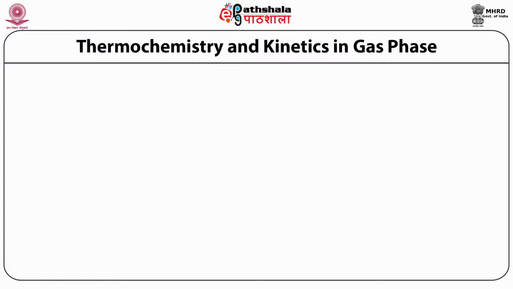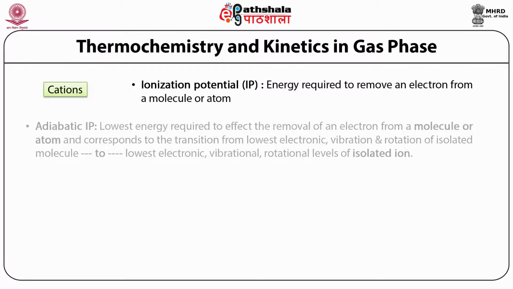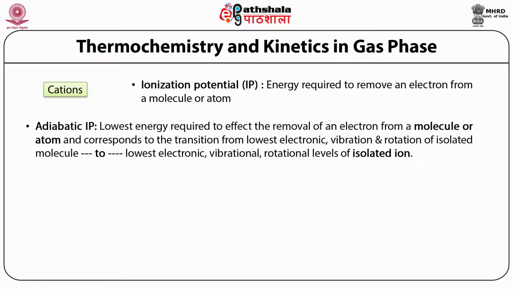Let us try to understand what happens to the cations and anions. The ionization potential is classically defined as the energy required to remove an electron from a molecule or atom. The adiabatic ionization potential is the lowest energy required to effect the removal of an electron from the molecule or atom, and corresponds to the transition from the lowest electronic, vibrational and rotational levels of the isolated molecule to the lowest electronic, vibrational, rotational levels of the isolated ion.